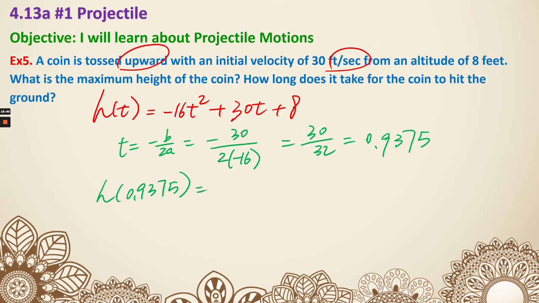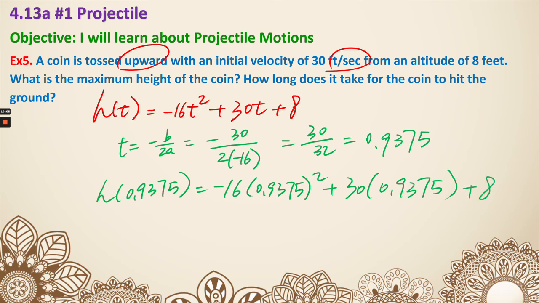Let's plug it in. Negative 16 times 0.9375 being squared. And then plus 30 times 0.9375. And then at the end, don't forget to add the 8. That is going to give us 22.0625, which is actually in feet.